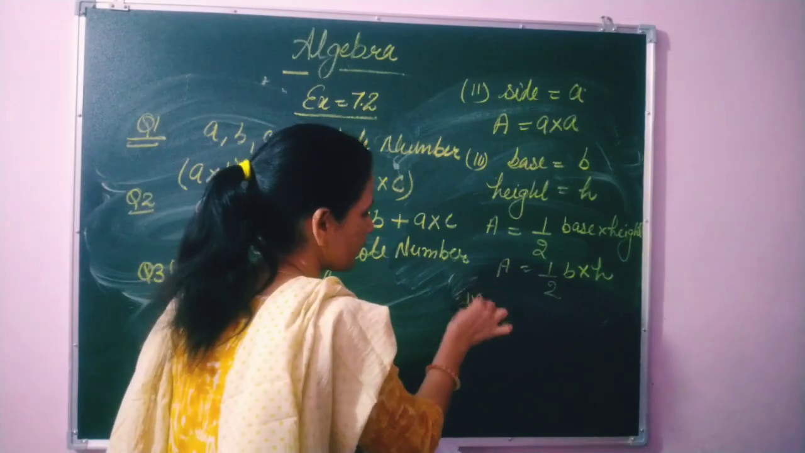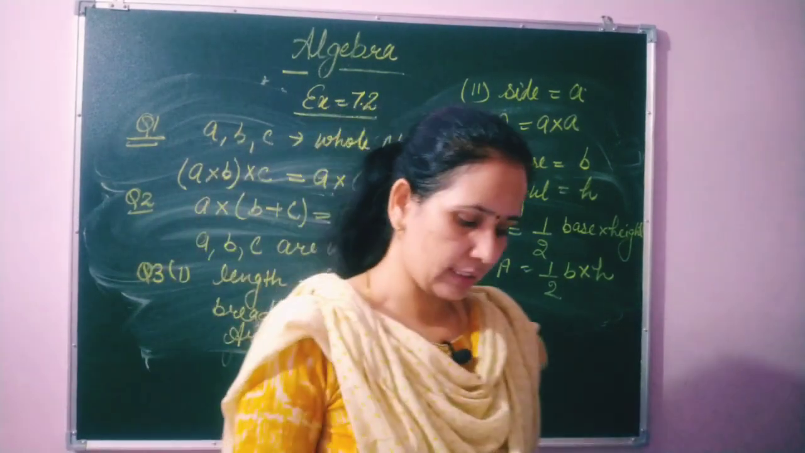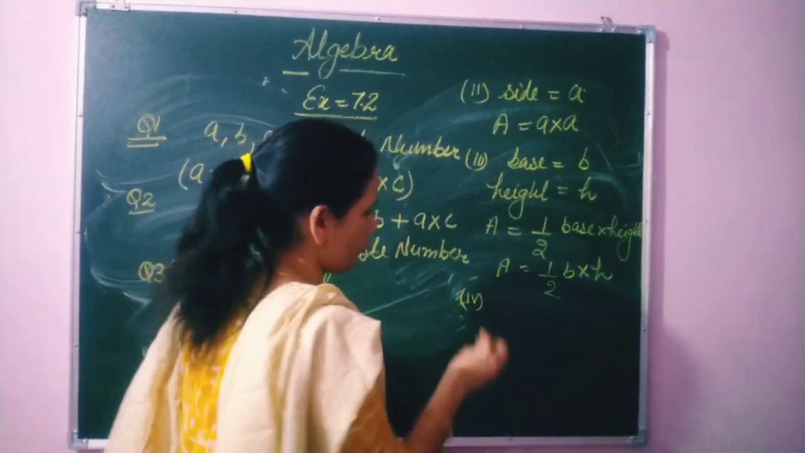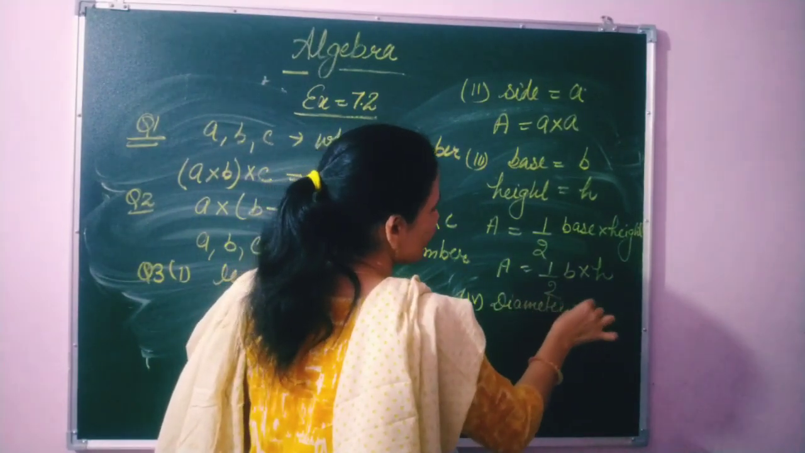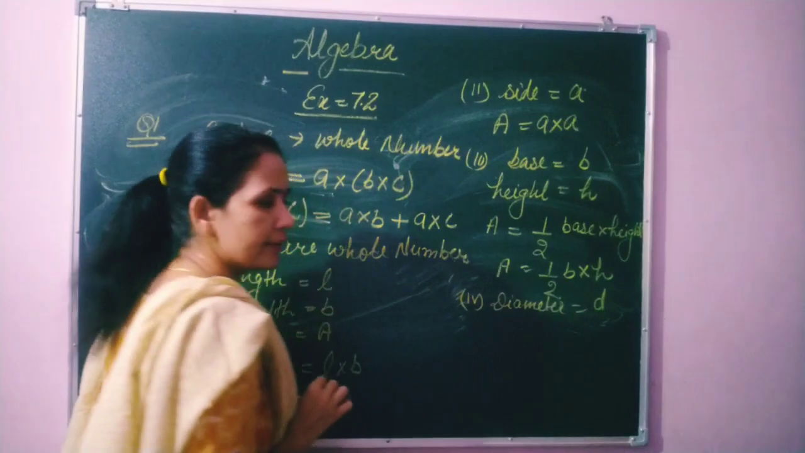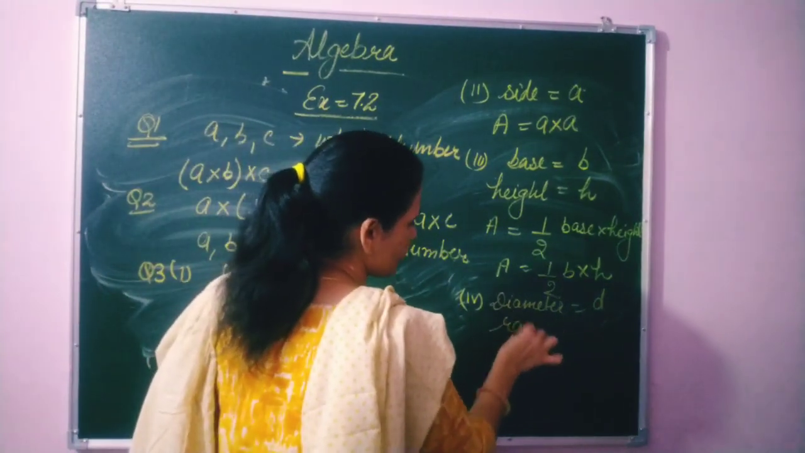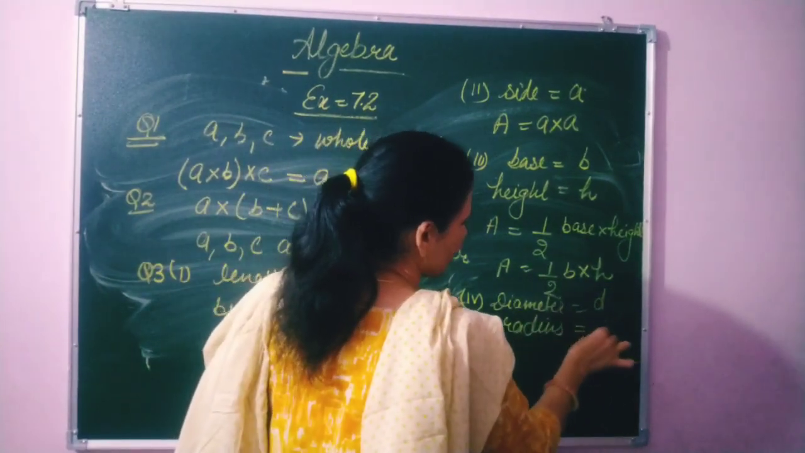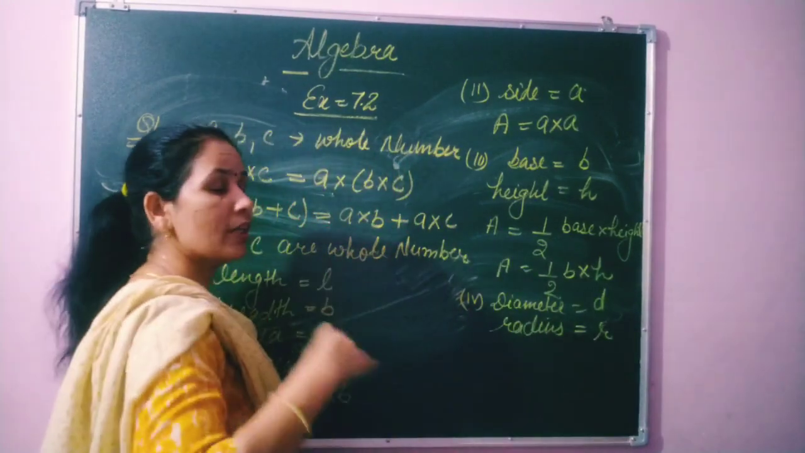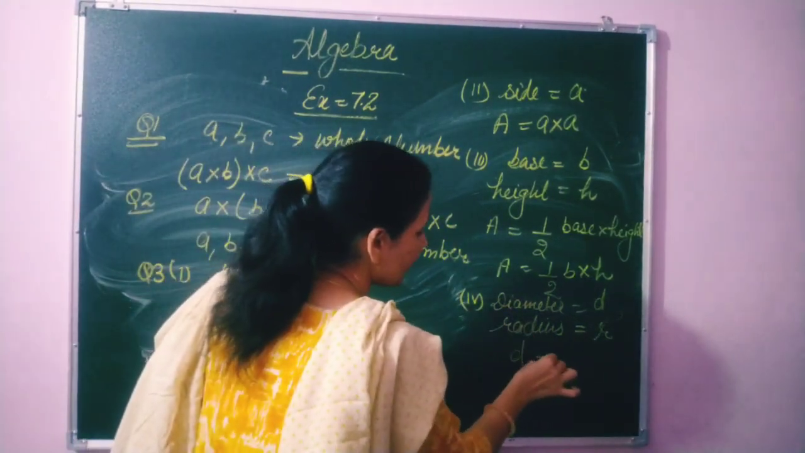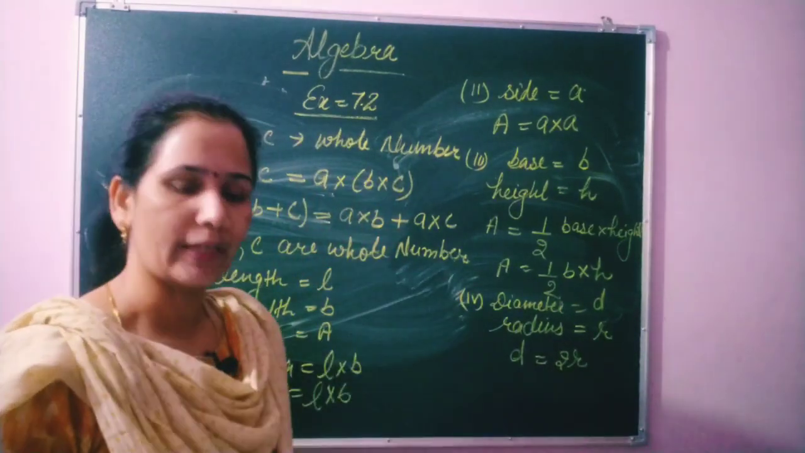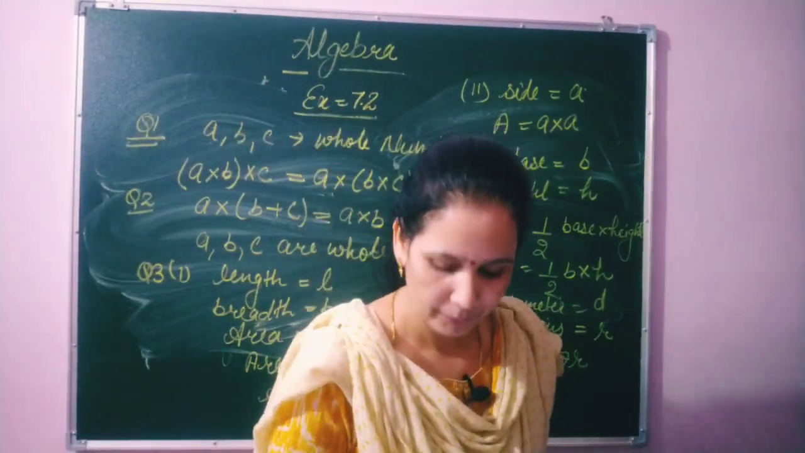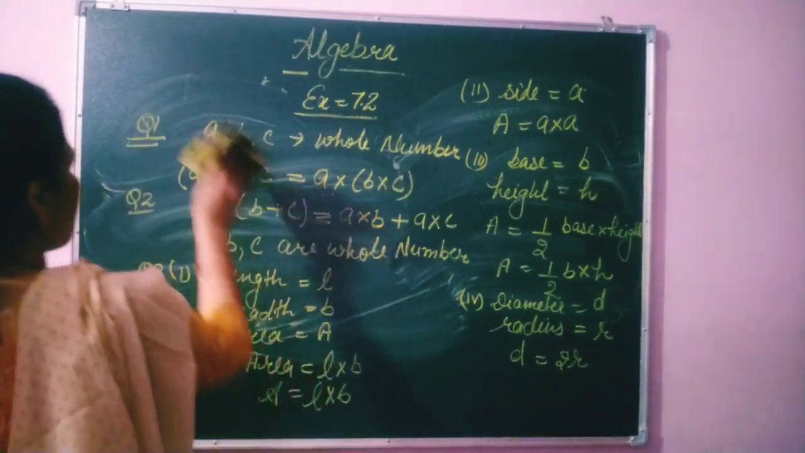Fourth part, the diameter of a circle is double the length of the radius. So first of all, here we show diameter. For diameter, students, we are using D, and for the radius we are using R, and diameter is equal to double the radius. So we can write D equals 2 times R. So this is the formula to find the diameter of a circle. Okay, now let us discuss the next one.